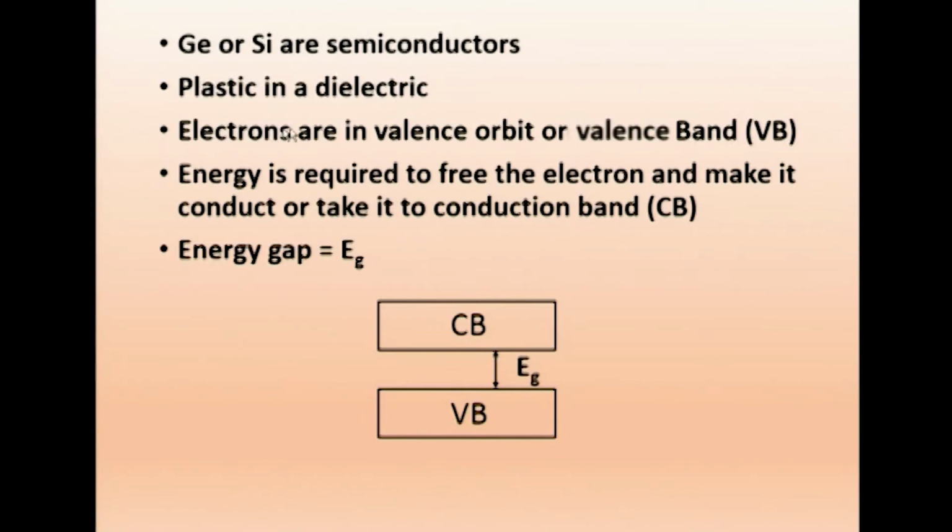See, electrons are in a valence orbit or valence band. I will just explain this part. If we take any material, maybe aluminum as a metal, the last filled electron is a free electron. It is in the valence band. Any element will have a first shell, second shell, third shell, K, L, M shells. So the last electron is in the valence band. It's in the filled up band, so it's called the valence band.